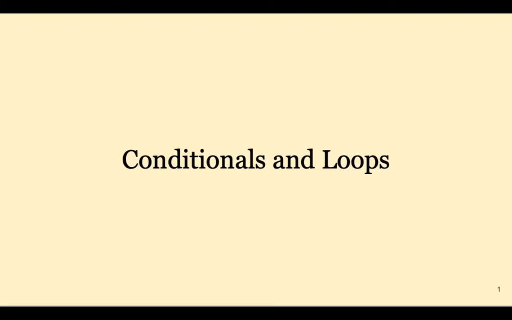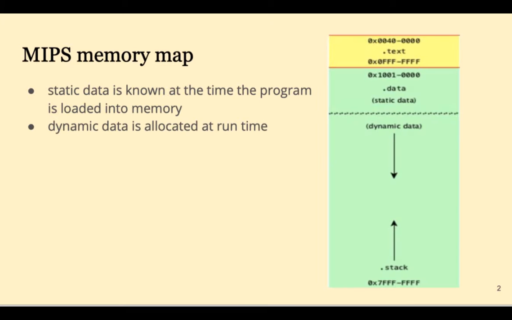Welcome back. Today's discussion is about writing conditionals and loops in MIPS assembly language. First, let's look at the memory map in MIPS. The .text section for code is at the top of the map in the lowest memory addresses. Next comes the .data section for static data.